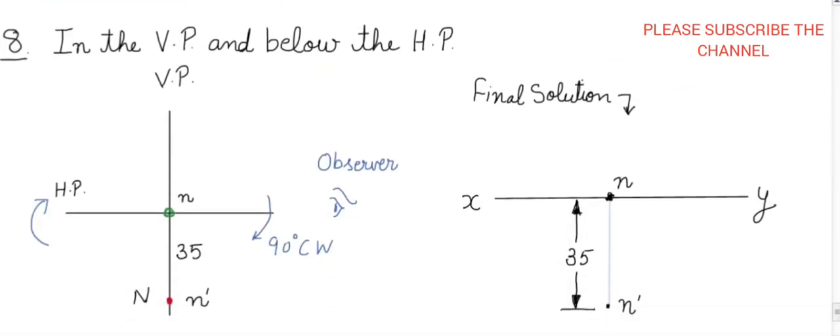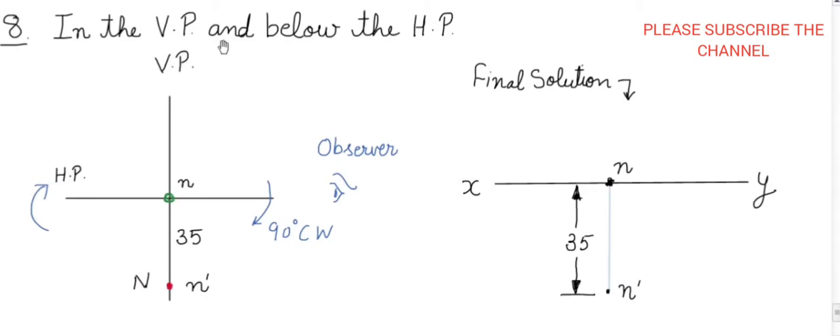So now move to the second last case. The point is lying in the VP but below the HP, somewhere here. Capital N denotes the point is lying 35 mm below the HP but in the VP. So rotating of HP doesn't affect our final projection here also, but where will the front view and top view lie? Front view will lie where the point is lying itself, but the top view is shown on the origin. When you see from here, from the top, somewhere here, the top view is projected on the origin.